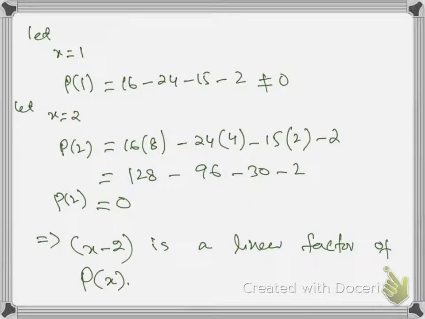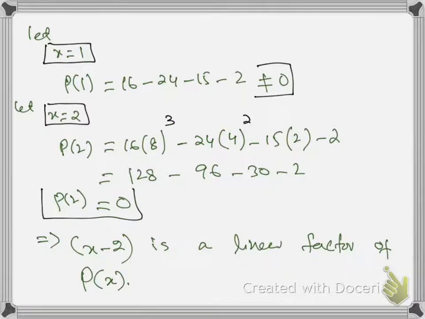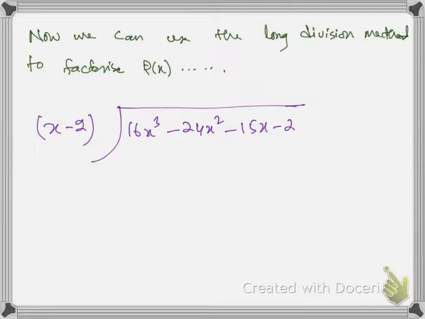Let's try this method on that polynomial. Let x be 1. When x is 1, then p of x is not 0. Therefore 1 is not the factor. The result must be 0 if 1 is the factor. Now let's try x equals 2. When we substitute x equals 2 into the polynomial, we get 0 answer. P of 2 is 0. Since p of 2 is 0, therefore x minus 2 is a linear factor of p of x. Now we can use the long division method to factorize p of x completely.